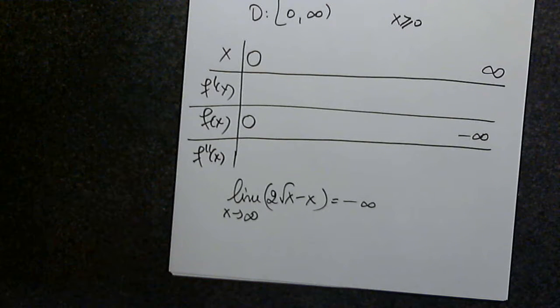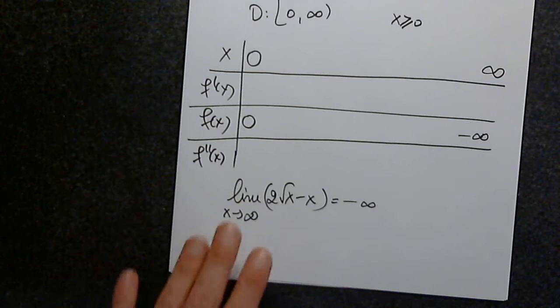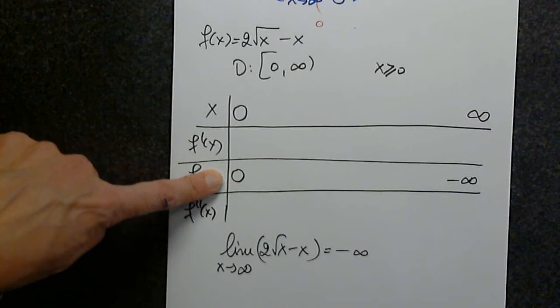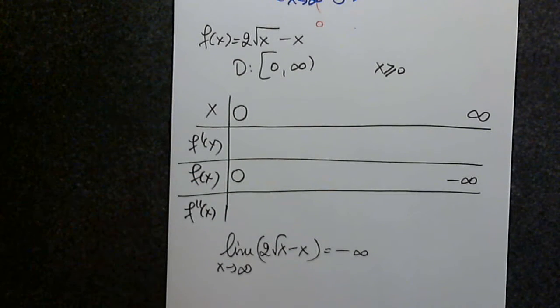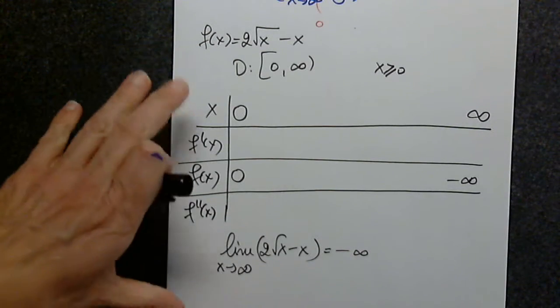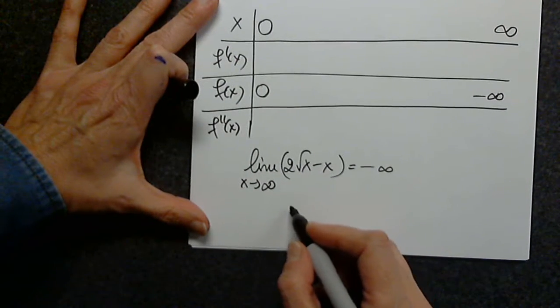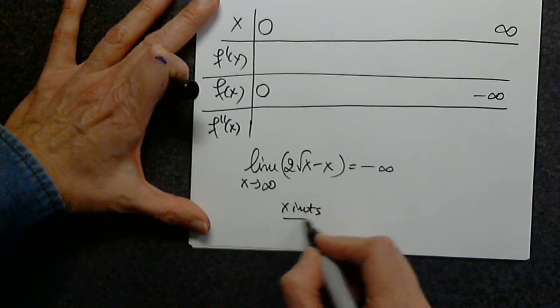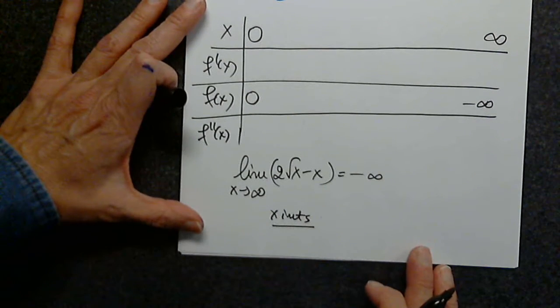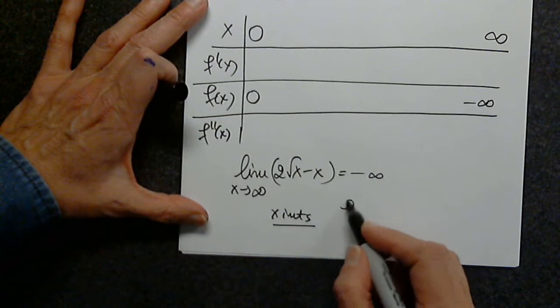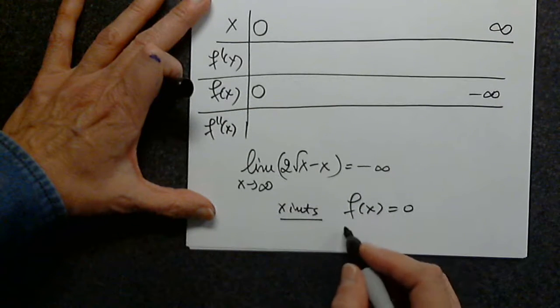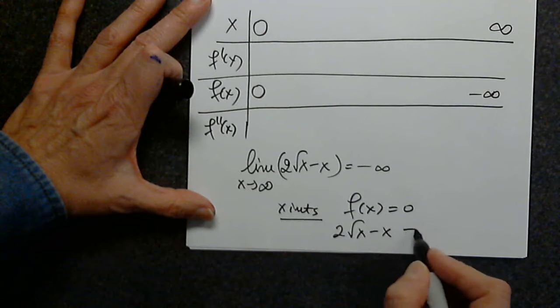And now I have to find x-intercepts. I found a y-intercept already. I plugged in 0. But I have to find x-intercepts. So how do I find the x-intercepts for this function or any function? Set the function equal to 0. Very good. F of x equals 0, which is 2 the square root of x minus x equals 0.